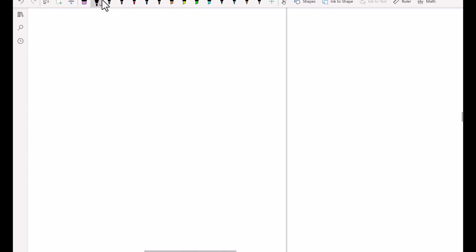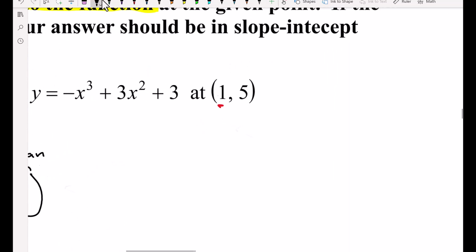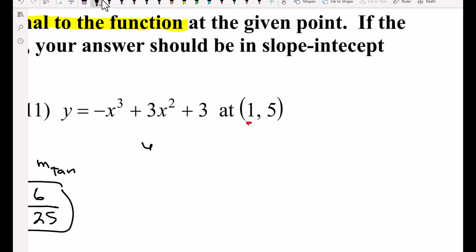All right, now we're going to do one more. This one's going to be a bit easier because finding the derivative of a polynomial is pretty easy. That's a negative sign. This will become -3. And then remember the power rule. You take the exponent, subtract 1, bring that number in front. So that becomes 6x to the first. And the derivative of a constant is 0. So this right here is our derivative function.